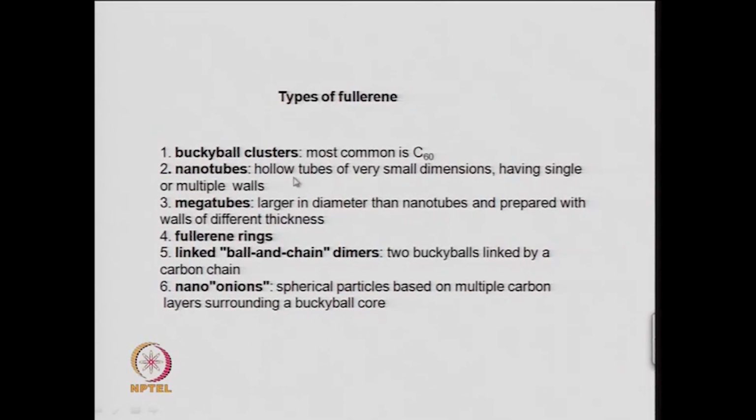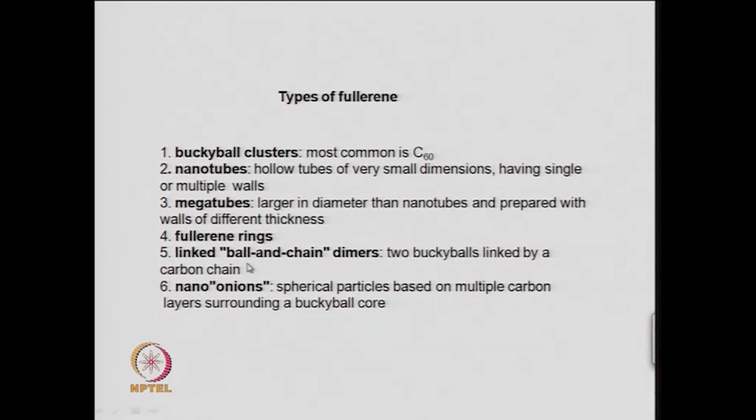Apart from that, we have now made several nanotubes which are made up of carbon. These hollow tubes, which have very small dimensions, can have single walls or multiple walls based on carbon. These nanotubes are very important for several applications, as we will discuss in the coming lectures. Then you can have mega tubes, much larger in diameter than the nanotubes, and can be prepared with walls which have varying thicknesses. Then you can have fullerene rings.